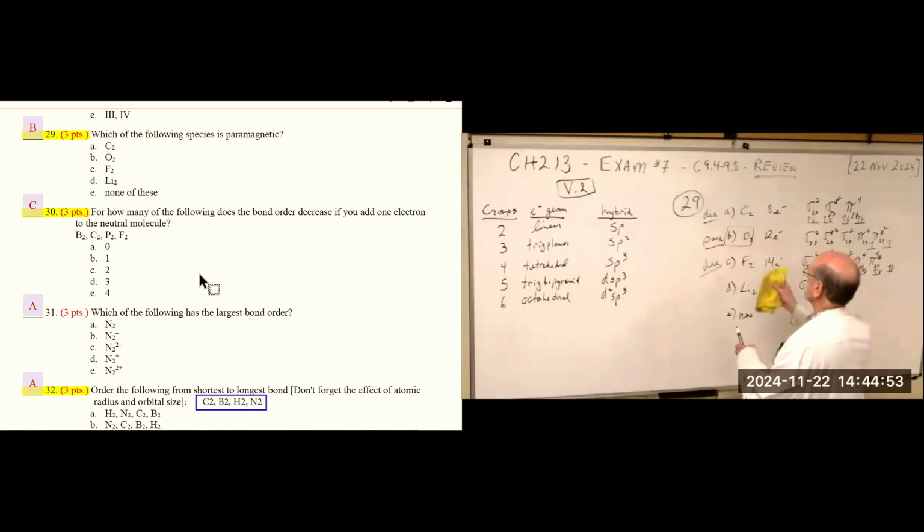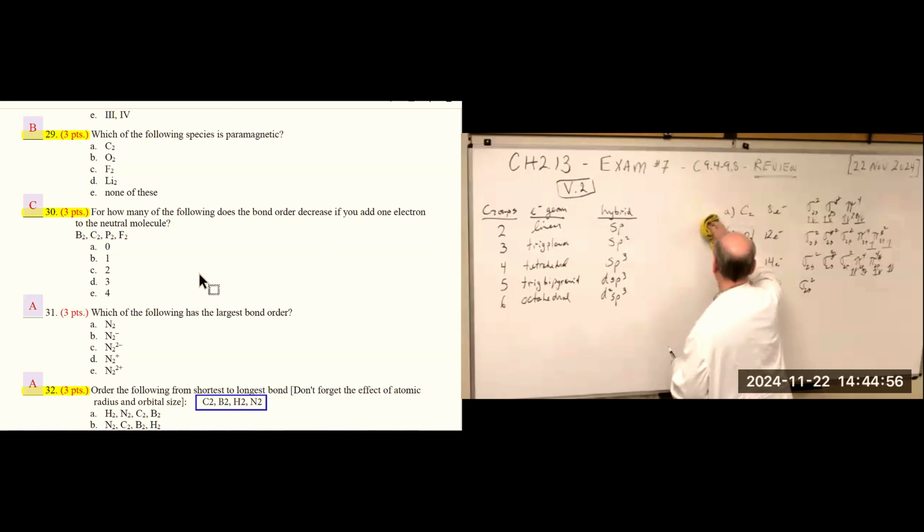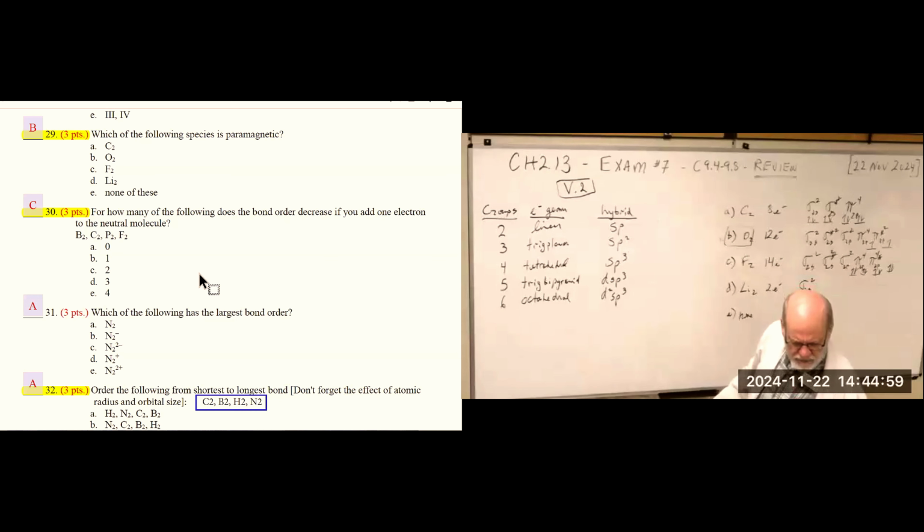30. Let's see, what's 30 about? How many of the following does the bond order decrease if you add 1 electron to the neutral molecule? All right, there's C2. C2's there. O2's not there. C2 is B in this one, isn't it? So who's C? Well, actually, it's not like that.